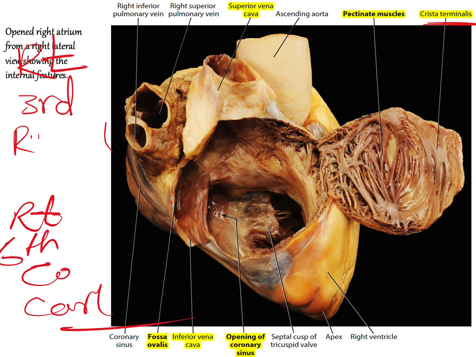So what we have here also. The blood comes from the superior and inferior vena cava. This is the opening of the inferior vena cava to the right atrium. Then it moves to the right ventricle through the tricuspid valve. Okay.